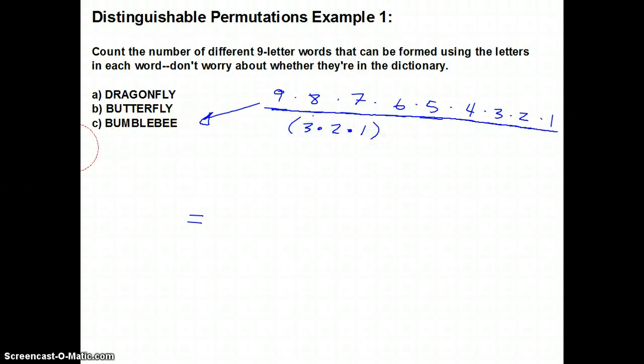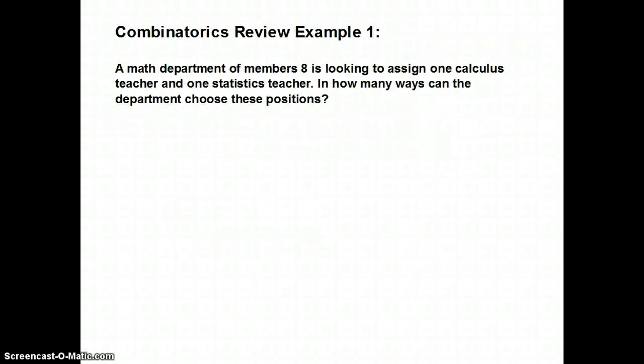And we also have a repeat of the E as well. There's 3 E's there. So we need to divide by the number of ways in which we can arrange those 3 E's, which is represented by 3 times 2 times 1. So, how about this one? I'll actually figure out the answer for you guys. And so we can arrange that word bumblebee in 10,080 different ways. Let's move to some review problems.